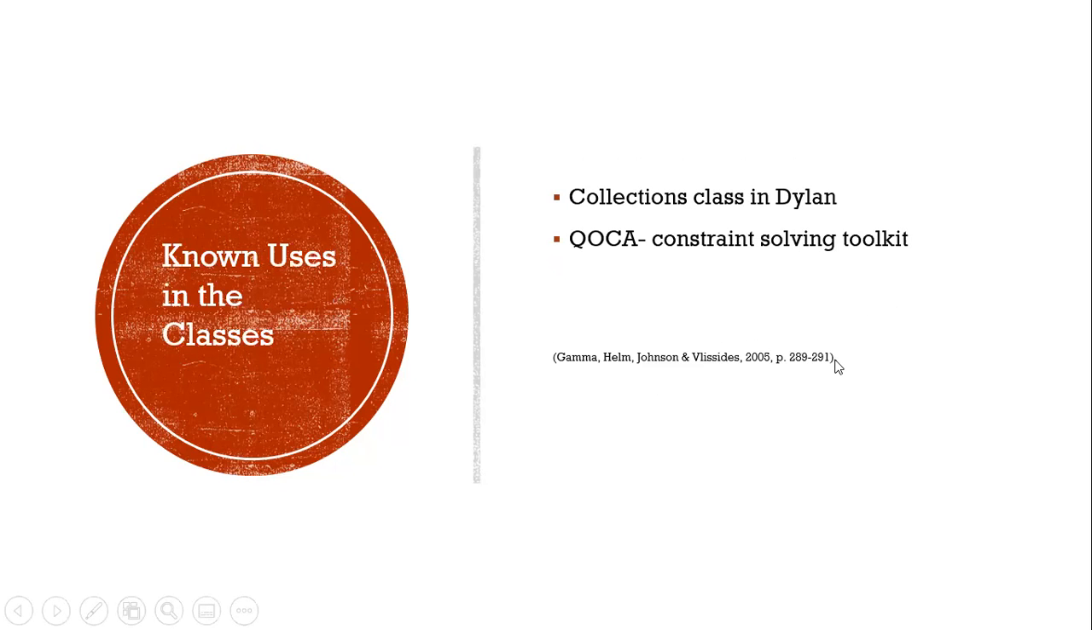So, known uses in the classes. Collection classes in Dylan and the QOCA constraint solving toolkit. Dylan is a programming language. If you didn't know what Dylan was, like I didn't, it's from the 90s, built by Apple Computer. It has classes called collections, and those classes are used for data types like arrays and sets. QOCA, which is used for graphical applications, uses memento by allowing users to go back to the previous solution. Like going back, like doing undo.